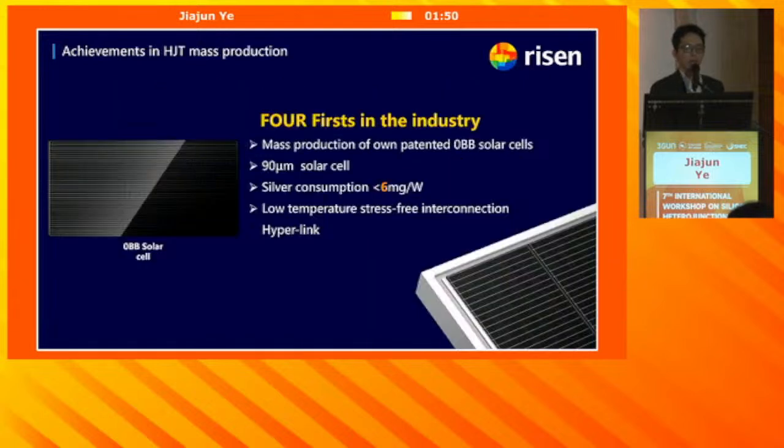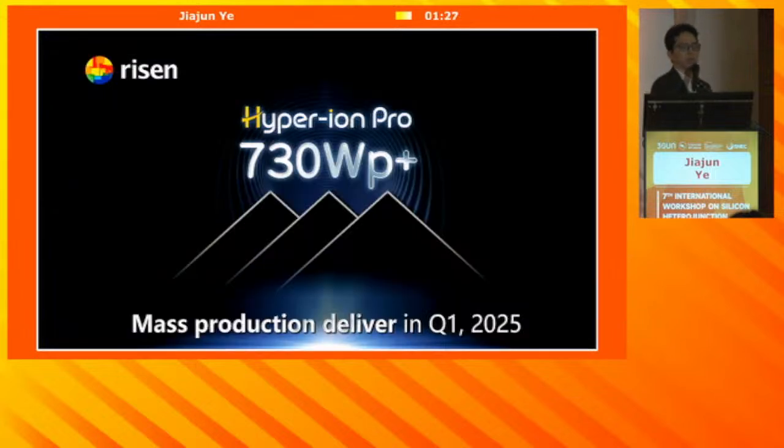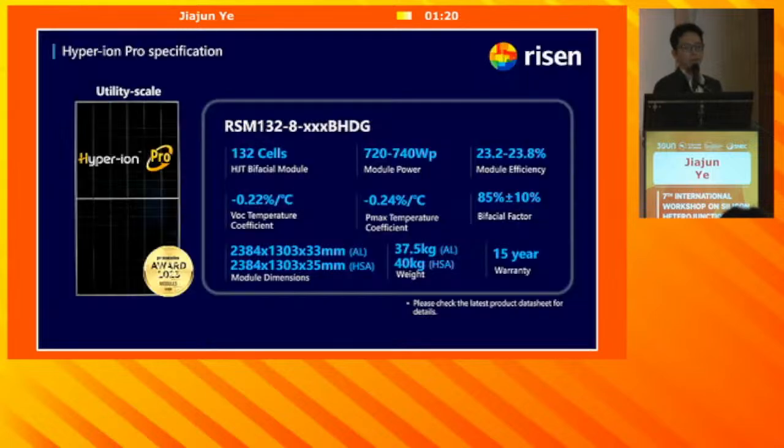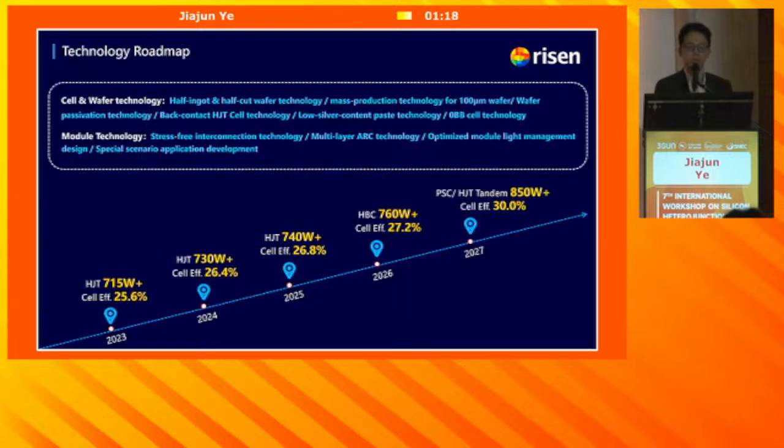And to summarize, we have to highlight some achievements that we have made. We are the first in the industry to mass produce zero busbar technology for heterojunction, and also reduce solar cell thickness to 90 micrometers, and silver consumption lower than 6 milligrams, and also low temperature stress-free interconnection technology for heterojunctions. That's why we launched just this month our new heterojunction product called Hyperion Pro. It's mass production in Q1 next year, and here are some key parameters for that.